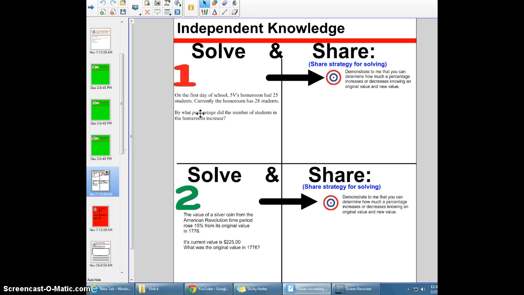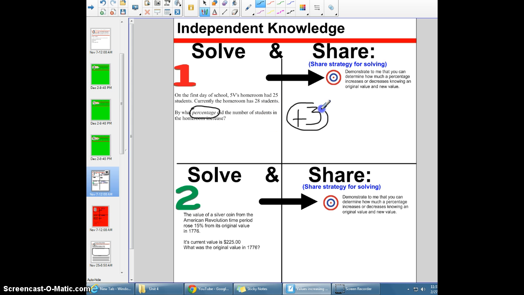Well, here's what we know. We know a few things. We know that the percentage increased. So we're looking at a percentage that is positive, an increase that's positive. The percentage did not decrease. The next thing we know is that the number of students went from 25 to 28. It went up by 3. So we know that we have a plus 3. That's what we know. What we want to find out is, what percentage did the number of students in the homeroom increase?